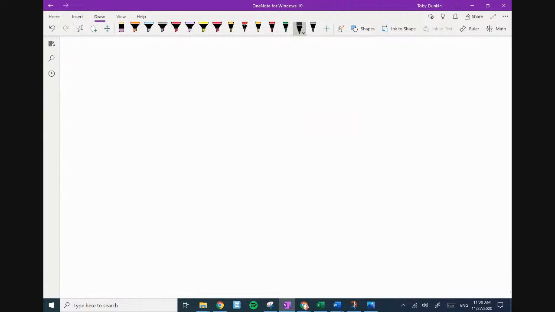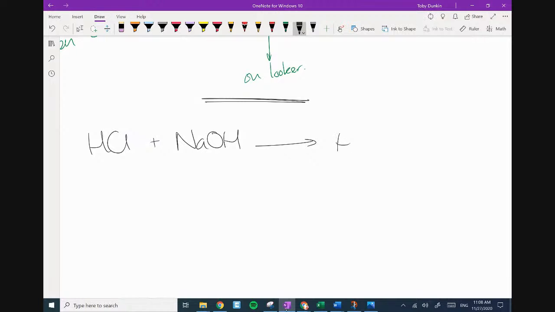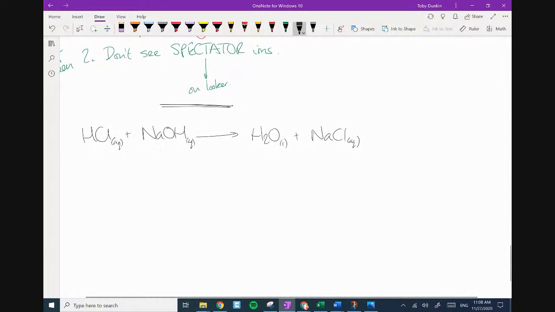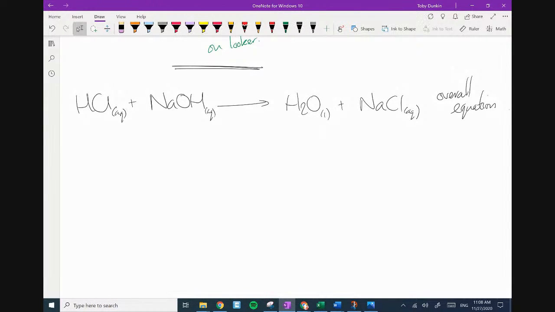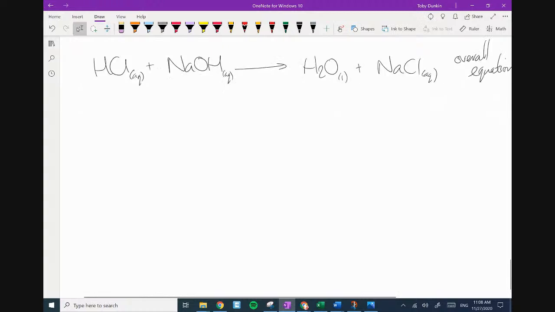Let me show you an example of this. The reaction between hydrochloric acid and sodium hydroxide. We realize that this is the chemical equation we've been writing down for years. Let's add in some state symbols. Acids are aqueous, the base is aqueous, water is liquid, and the salt is aqueous. This here is called the overall equation. Now, here's the thing. In reality, that's not really happening.